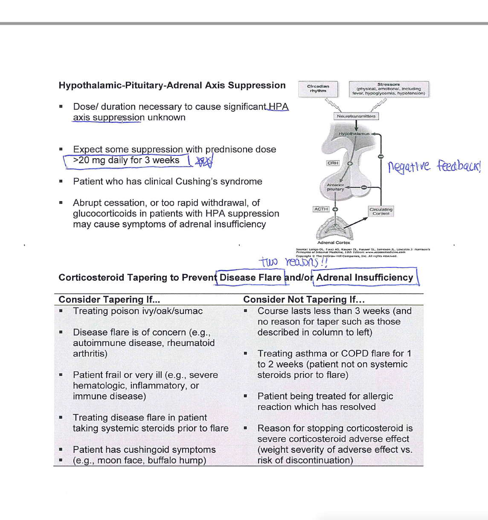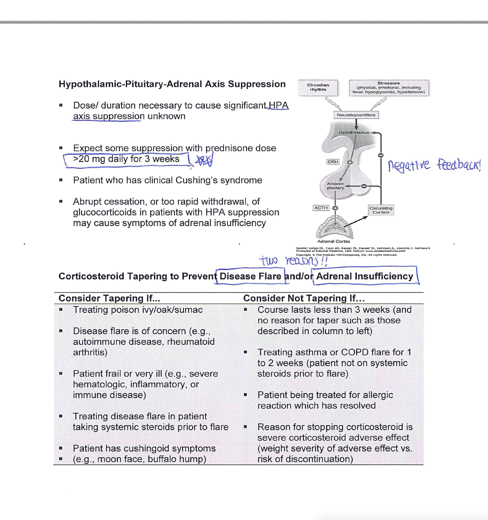To be able to start making cortisol again on its own. So even though we don't know the exact dose and duration for it, we expect some suppression with a prednisone dose greater than 20 milligrams daily for 3 weeks or longer. Remember, for immune suppression it was 20 milligrams daily for 2 weeks. For HPA suppression, anything more than 3 weeks, we know there is going to be some damage with HPA axis suppression that we need to consider. We need to really taper the dose.